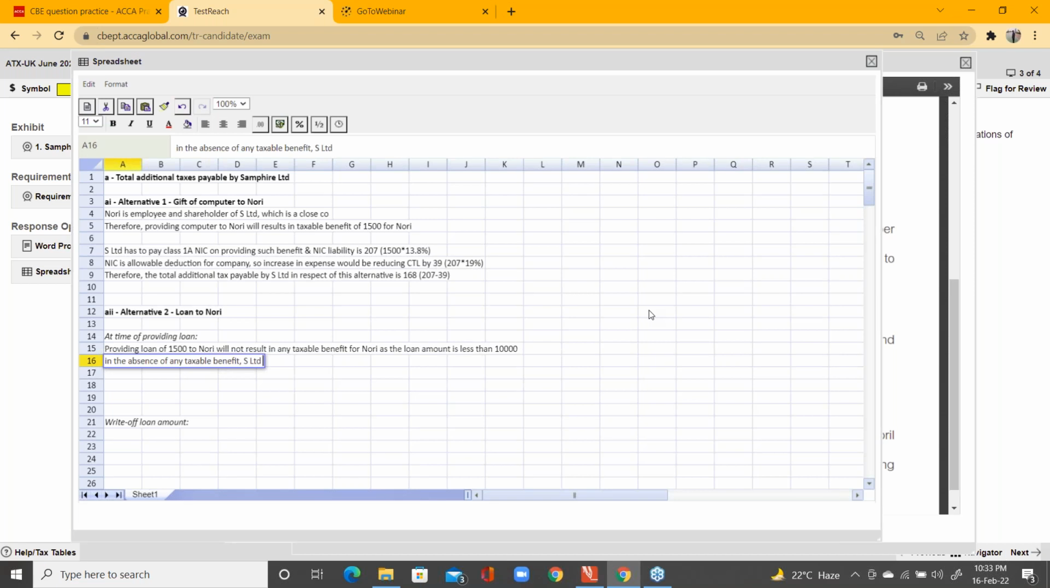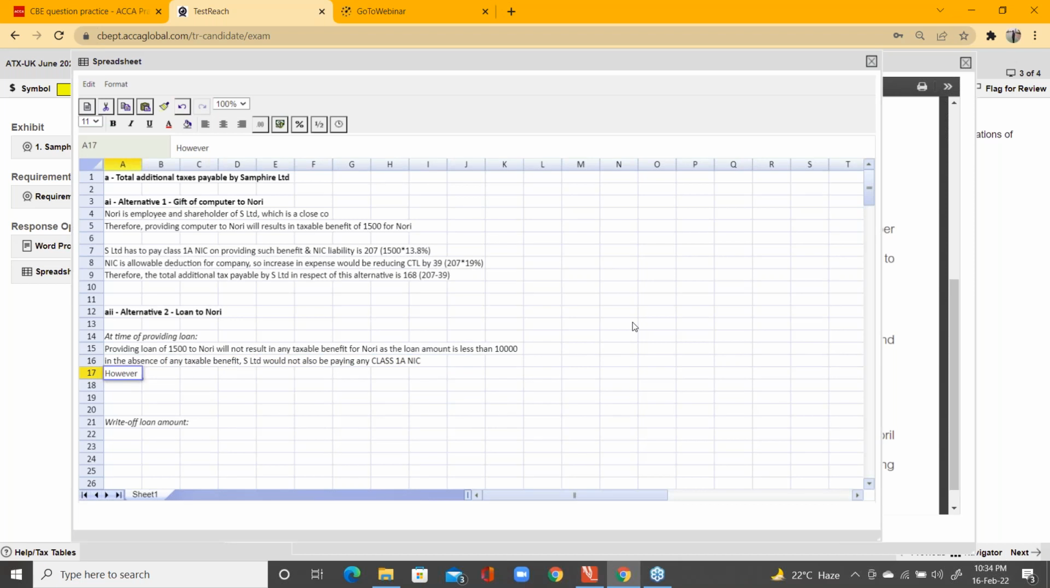But next, in the absence of any taxable benefit, S Limited would also not be paying any class 1A NIC, because class 1A NIC is always calculated and paid on the benefits amount. If no benefit is calculated, hence S Limited would also not be paying any class 1A NIC on the benefits.